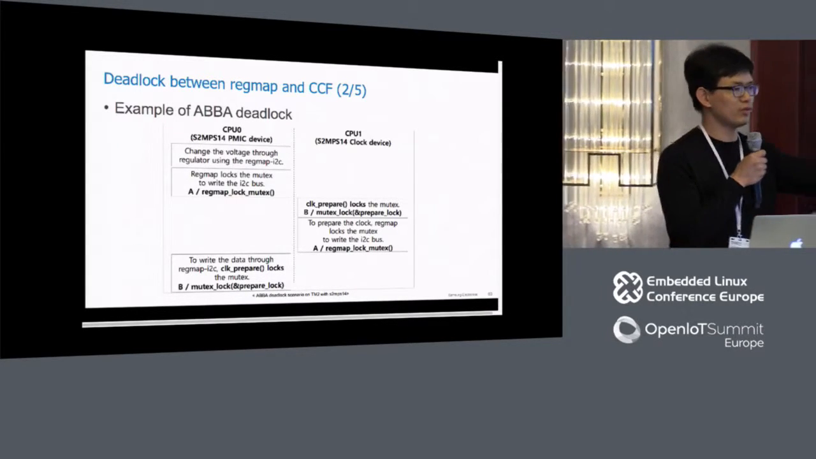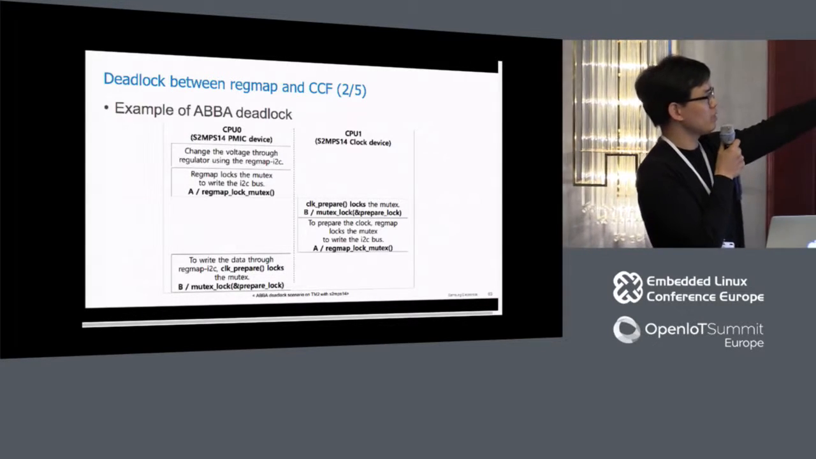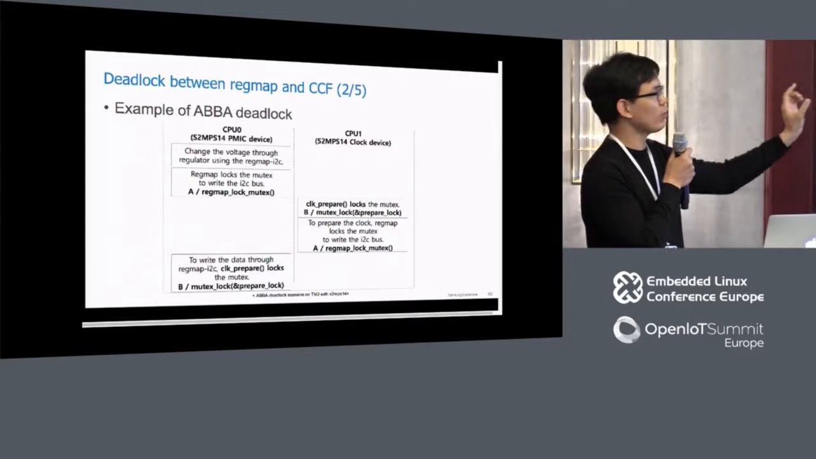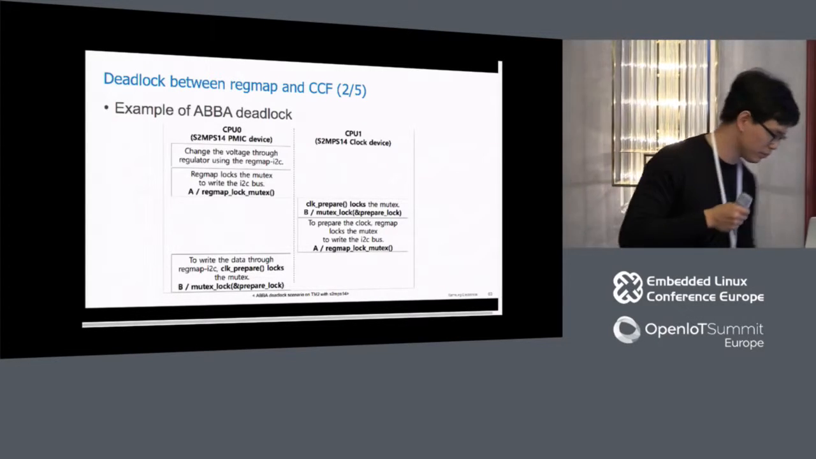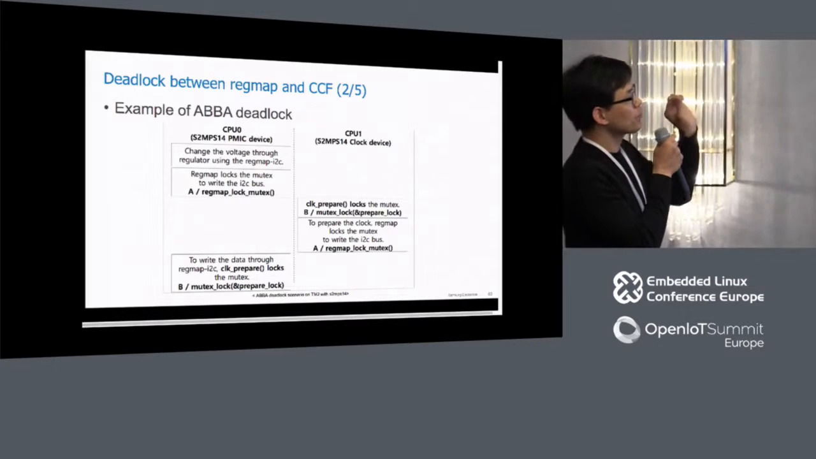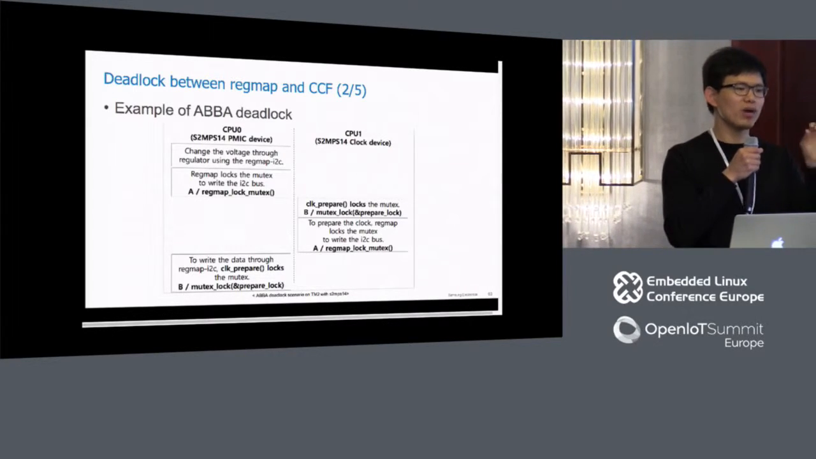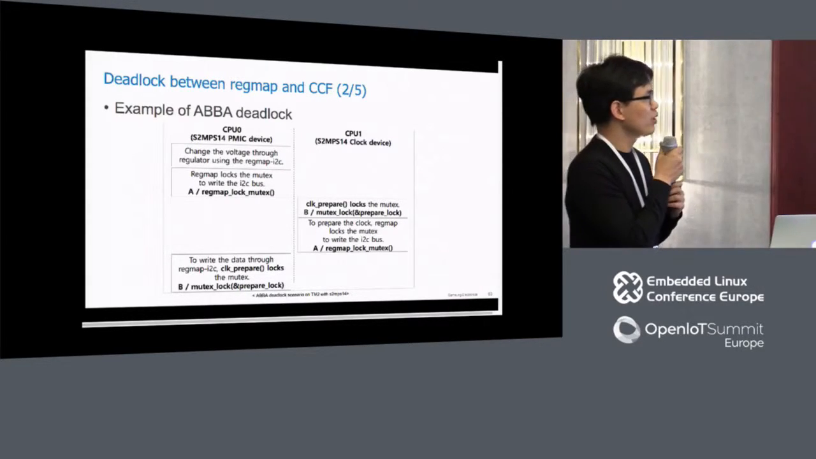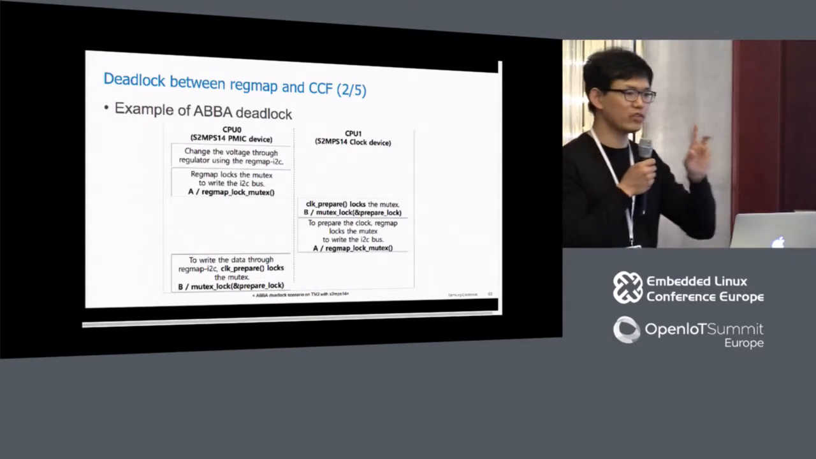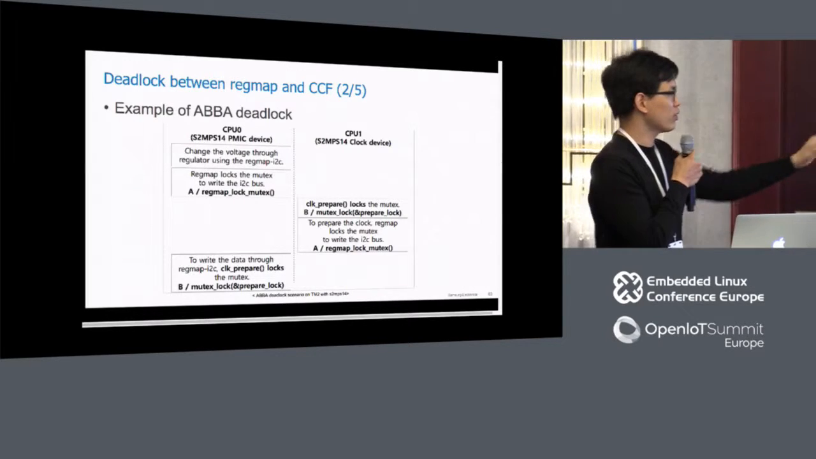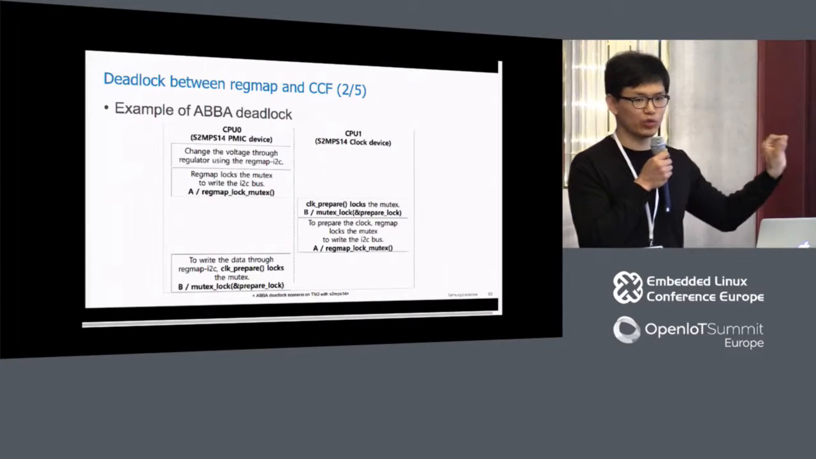But the PMIC and clock device use different clocks. First, on CPU 0, the PMIC device locks the regmap mutex A to write to the I2C first. And a context switch happens to CPU 1. On CPU 1, the clock device calls clock prepare. But clock prepare uses only one global lock in the common clock framework. And the clock device tries to lock mutex A to write to the I2C bus. But this mutex is already locked because the two devices share one I2C line. And a context switch happens on CPU 0, which tries to lock mutex B of the clock prepare, because clock prepare uses only one global lock. So the deadlock issue happened.